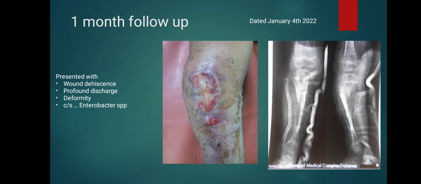We can see there is a dehisced wound with profound discharge, deformity, and part of the graft visible in the dehisced wound. So we decided to do debridement. We washed the wound with plenty of saline and we took deep cultures. Aseptic dressing was applied and a backslab was given for support. The culture report showed growth of Enterobacter species that were sensitive to the cephalosporin-sulbactam combination. At this stage, it was decided not to remove the sequestrated tibia.